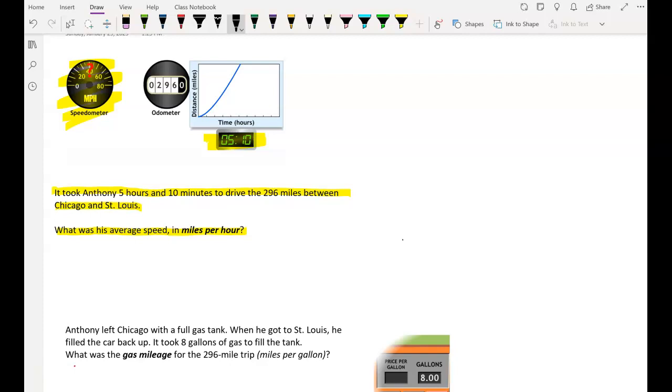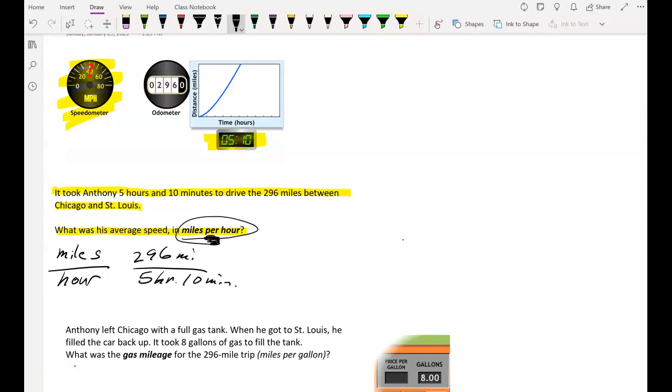So, we can figure that out quite easily if we remember that when we look at things like miles per hour, that per is a very important word. That's a line. So, miles per hour. Now, we know that he traveled 296 miles in 5 hours and 10 minutes. Well, that doesn't give us the hours.